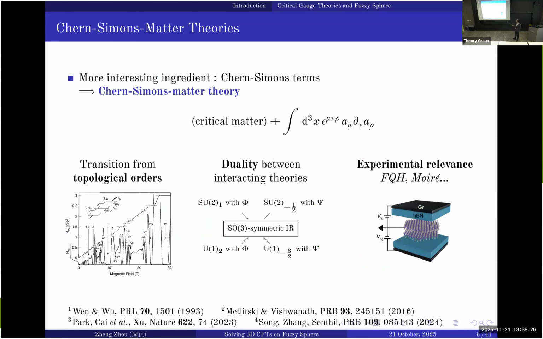So to make things even more interesting, we can add some non-trivial dynamics to the gauge field. For example, we can add a Chern-Simons term to the critical gauge field. This gives us the Chern-Simons-matter theories. These theories describe transitions between or out of topological orders. Theoretically, they host dualities between different interacting theories. And they are also very relevant to experiments, for example, in fractional quantum Hall systems or in the Moiré materials.